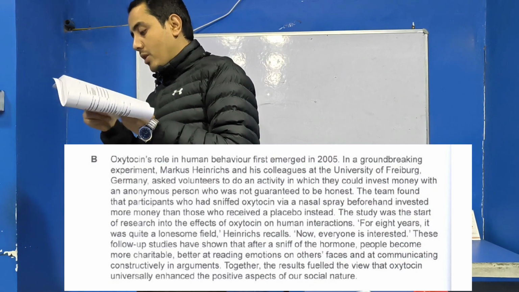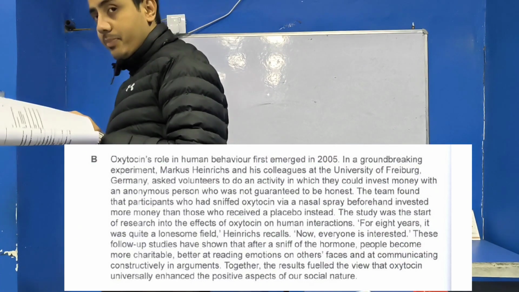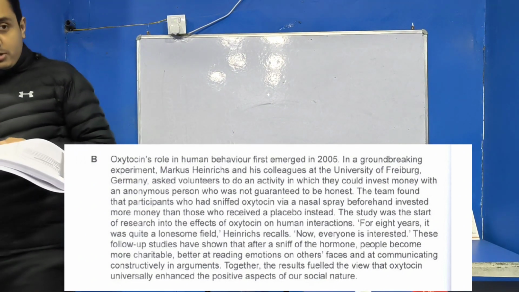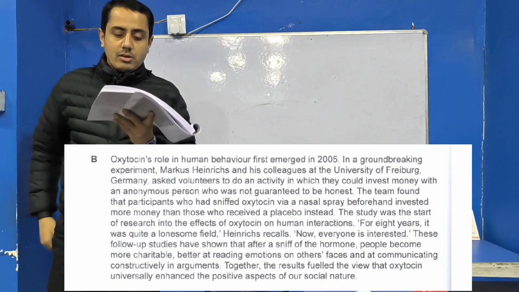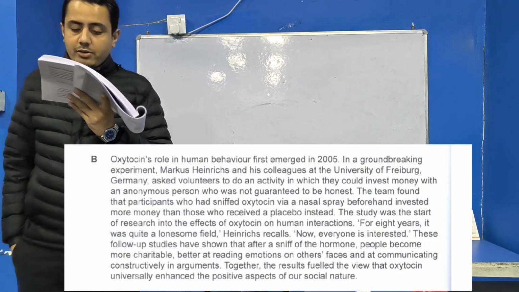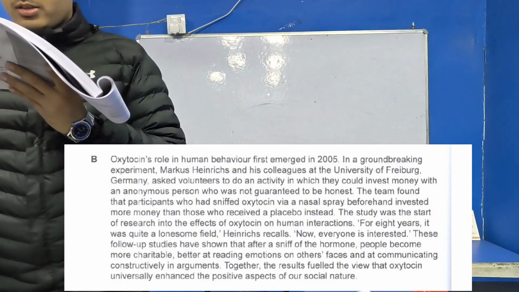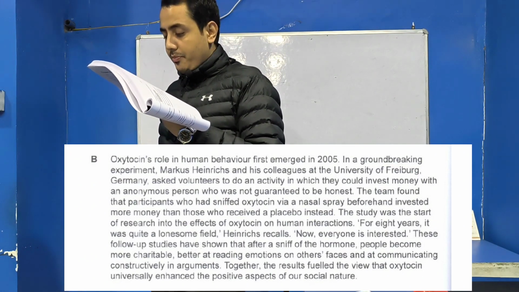Oxytocin, human behavior, 2005, the date is given. Experiment, Marcus Heinrichs, the person is also given. University of Freiburg, Germany is also given. Research is mentioned here. Now let's see if benefits are mentioned or not mentioned. Asked volunteers to invest money with an anonymous person guaranteed to be honest. Participants beforehand invested more money.